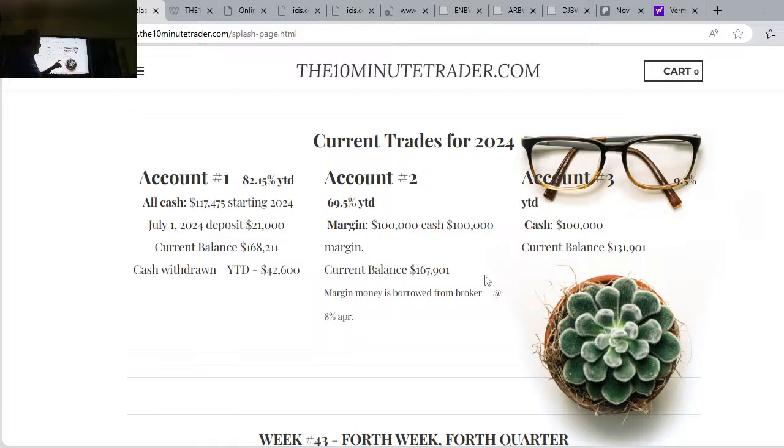Anyway, account number 1 has $168,000 in it. 1% of $168,000 is $1,600 a week. 1 hour of work is all I do. 15 to 20 minutes in the morning. That's it. Most people spend more time planning a family barbecue.